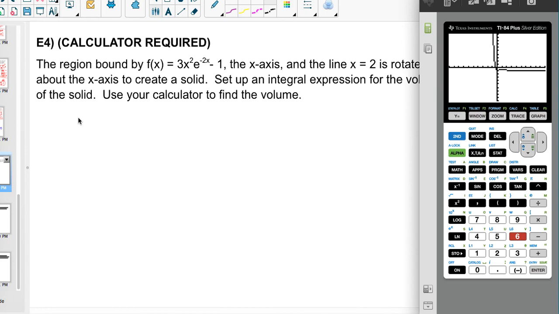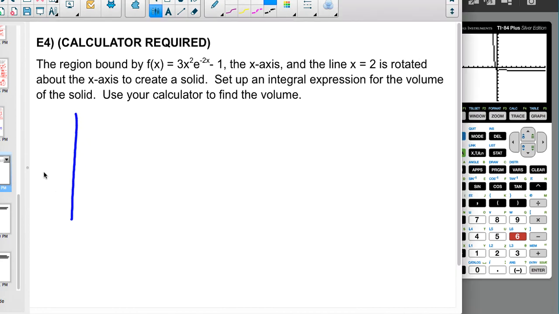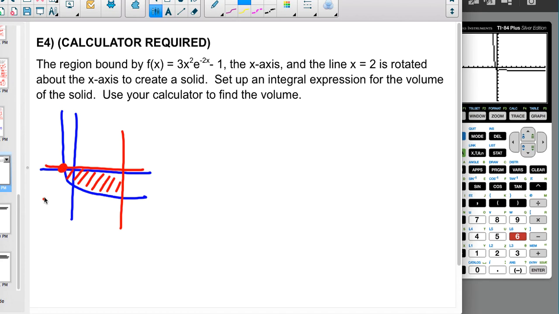Let's just draw a rough version of what this looks like. This thing seems to do something like this. We're talking about this curve, the x-axis, and the line where x equals 2. So this is the area that we're talking about. The trick is we don't actually know what this bound is. I know that this bound is definitely a 2, so I'm going to have to find that bound.